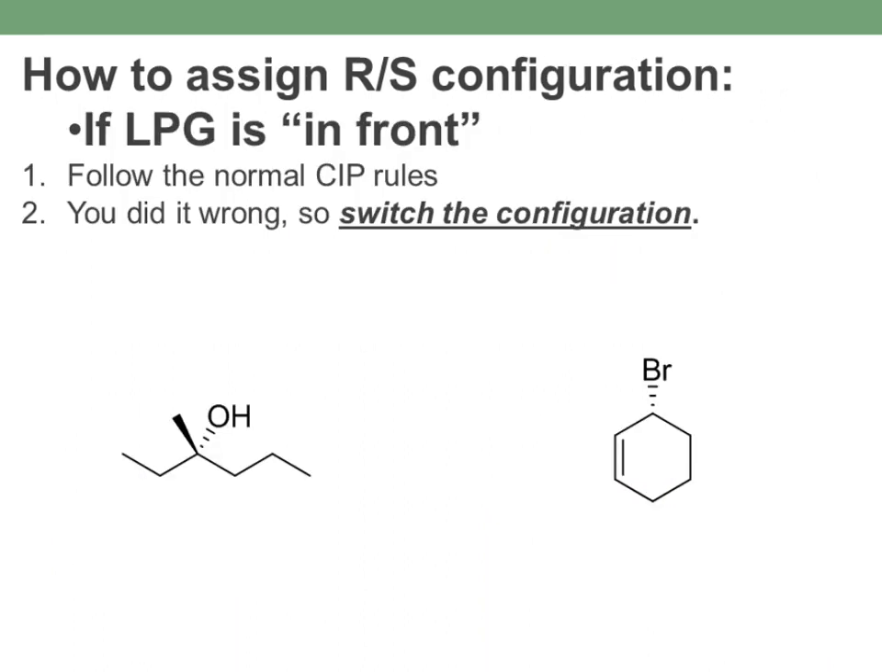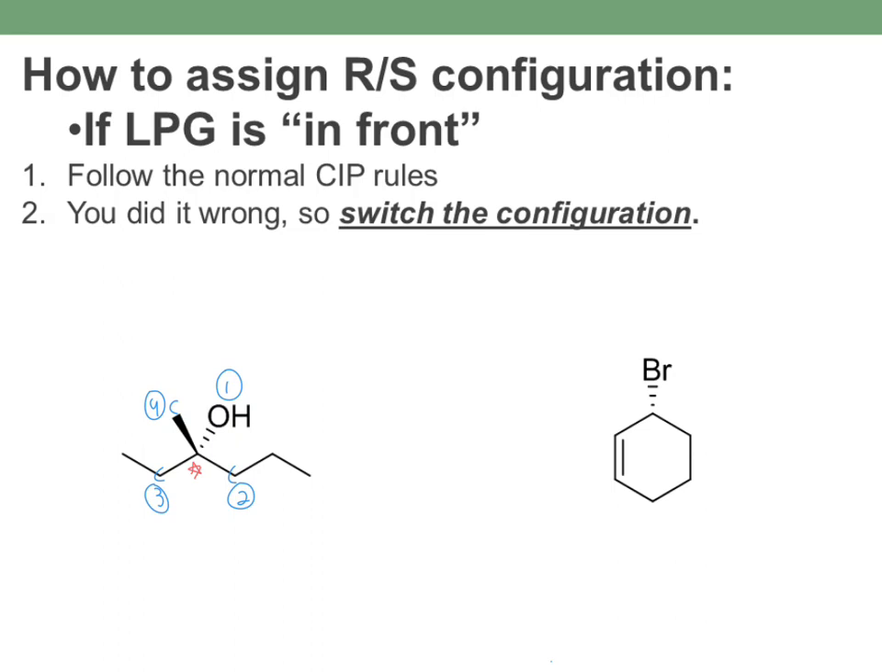So now what do I do if the lowest priority group is not already in back, right? All of those examples, I had the lowest priority group in the back, so I was able to just draw a circle from 1 to 2 to 3 and figure out if it was R or S. What you can do if you have a case like this here, right? So in this case, my number 1 is the oxygen. I have a 3-way tie with the carbons. If I go through those rules I was just talking to you about, this would be my number 2, this would be my number 3, this would be my number 4. And again, it's not atomic mass, it's just about where do you have ties or not have ties.